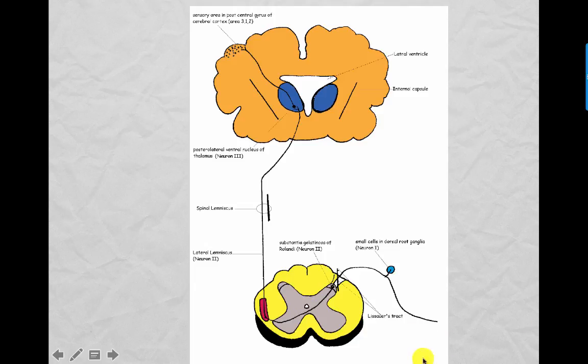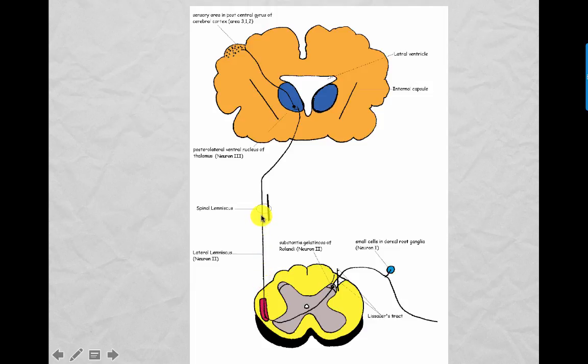The crossing fibers, of course, some of them will pass in the gray commissure and some will pass in the white commissure. The gray commissure is this bridge, the white commissure is this bridge. So some of the fibers will pass in the gray matter and then in the white matter, and some will pass in the white matter and finally will reach the lateral column of the white matter to form the lateral spinothalamic tract.